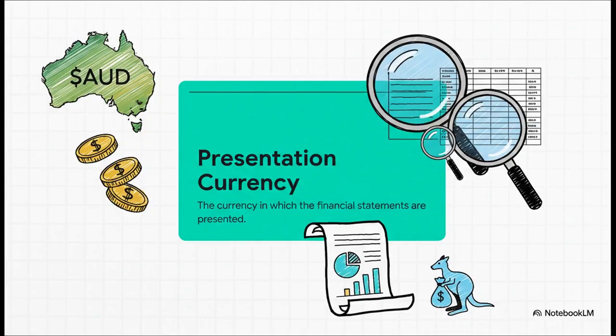And finally, bringing it all home is the presentation currency. This is simply the currency that the final consolidated financial statements are going to be presented in. So for an Australian parent company, you can bet this is almost always going to be Australian dollars.